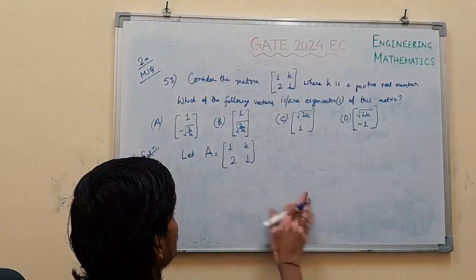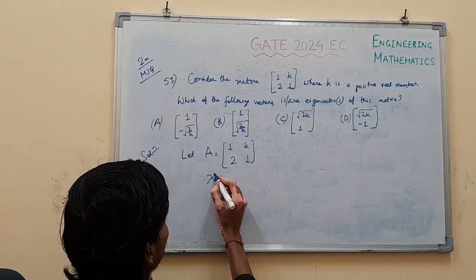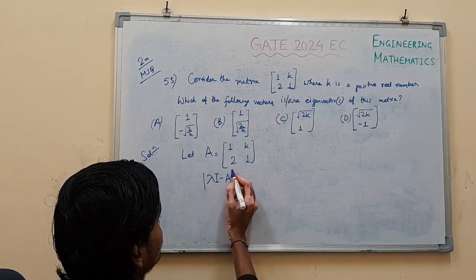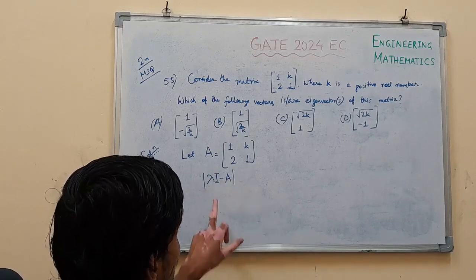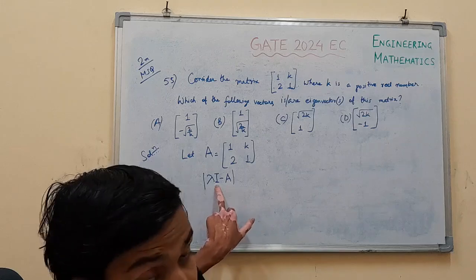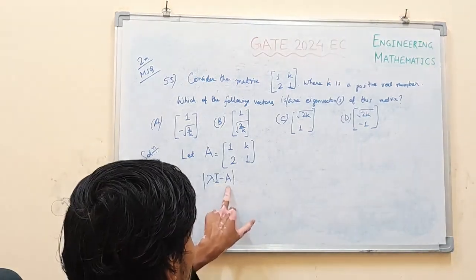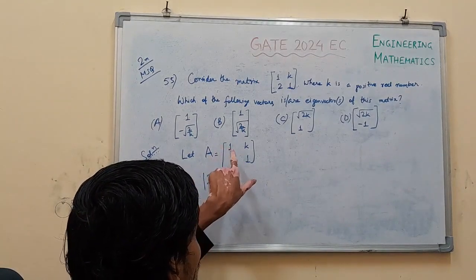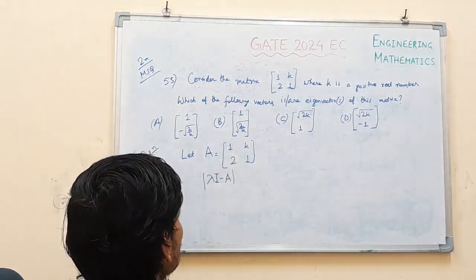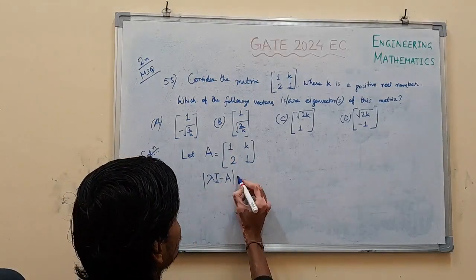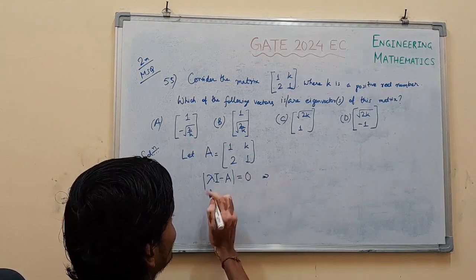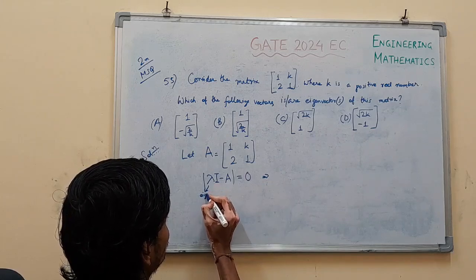How will we find out? Very simple. The characteristic equation: the eigenvalues of A are given by the determinant of lambda times I minus A equal to 0, where I is the identity or unit matrix. Here the order of I is 2 by 2, as A is of the order 2 by 2. So lambda are the eigenvalues.